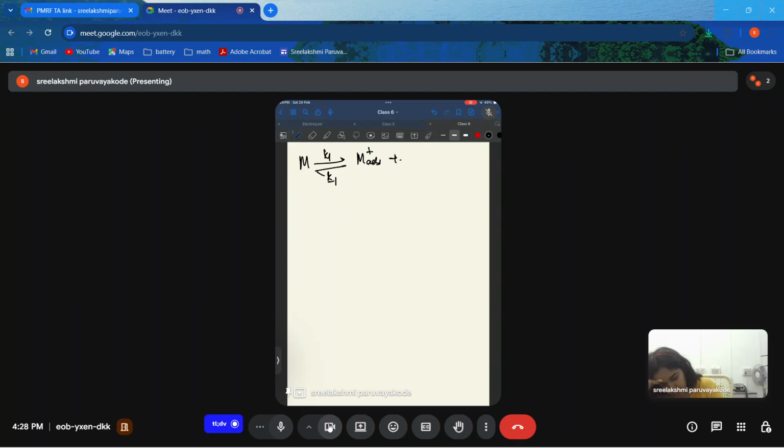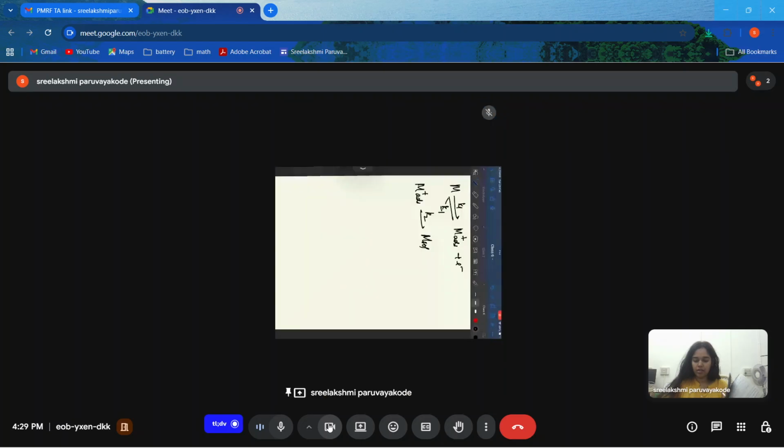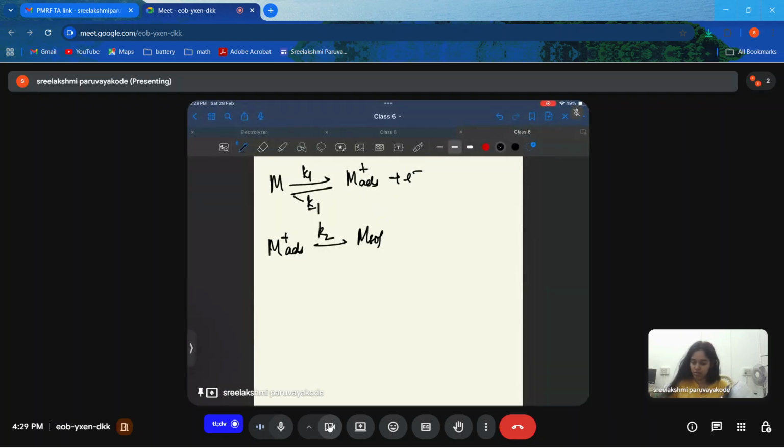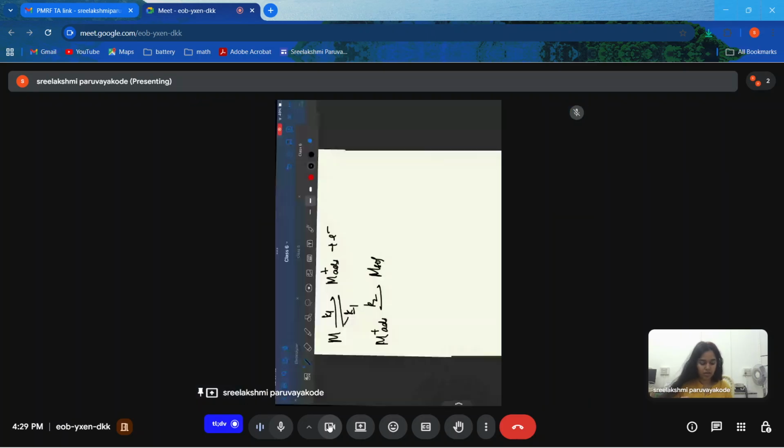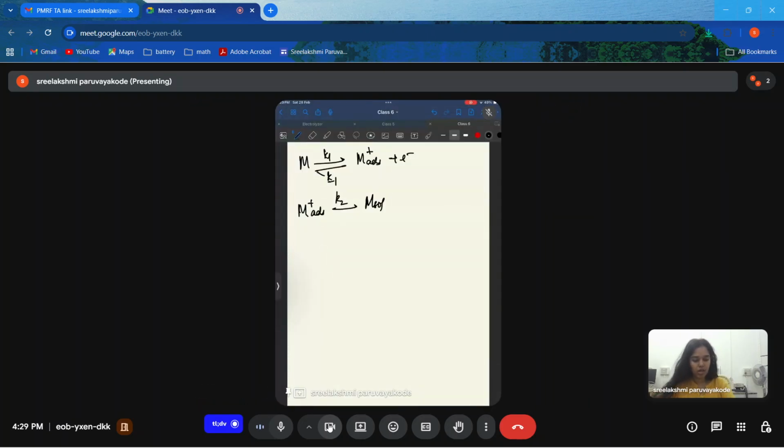M adsorbed plus electron. So both the steps involve, no, only the first step is a reversible reaction and that involves an electron transfer. So you have to account for that. The second step is again an electrochemical step. So there are many such questions you can do once you have practice. So let's write the mass balance equation first.